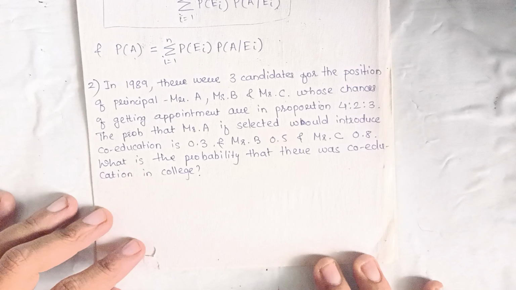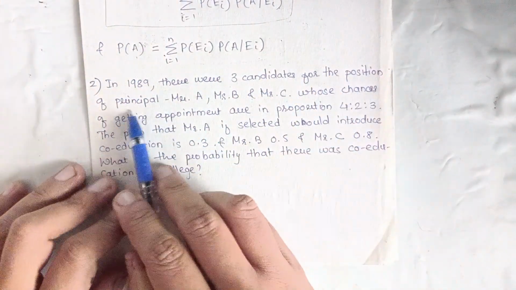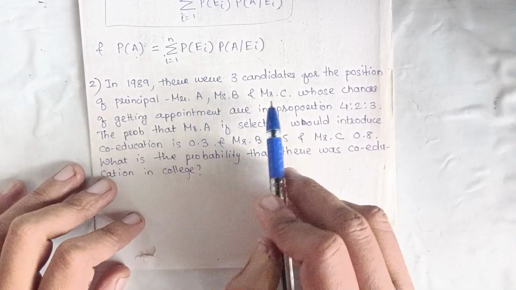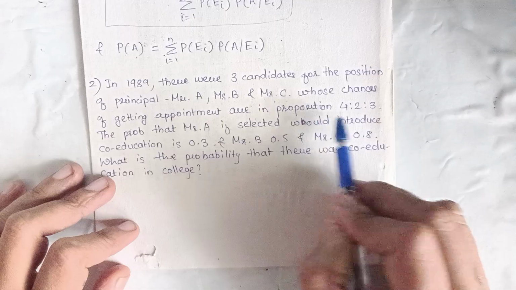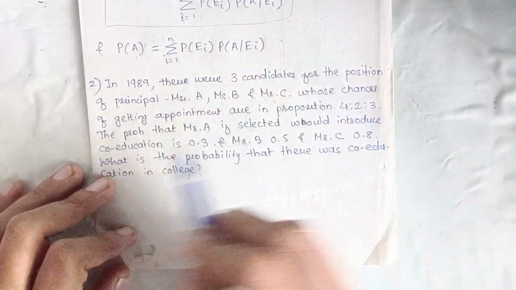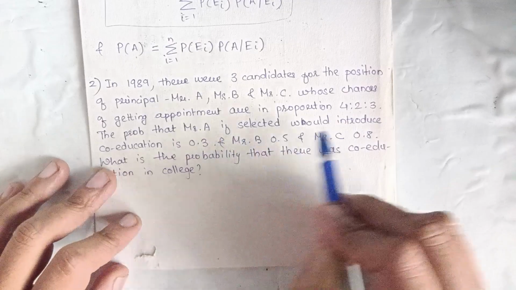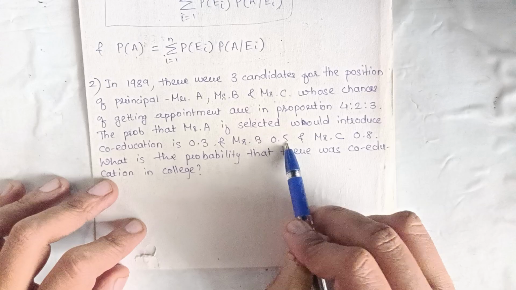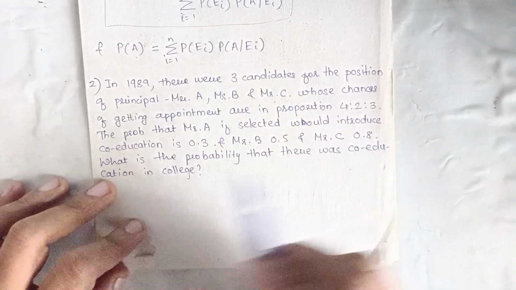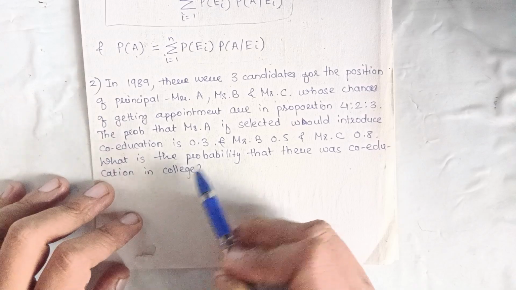Next question. In 1989, there were three candidates for the position of principal, Mr. A, Mr. B, and Mr. C, whose chances of getting appointment are in proportion 4 is to 2 is to 3. The probability that Mr. A, if selected, would introduce co-education is 0.3, Mr. B 0.5, and Mr. C 0.8. What is the probability that there was co-education in college?